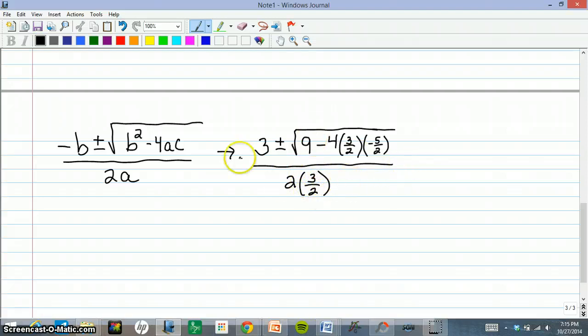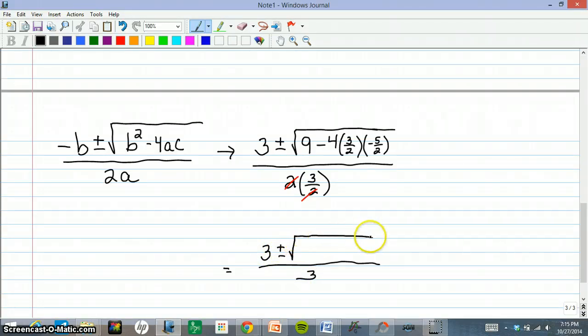Alright, so where to begin? Well, I'm going to begin right here because this is just screaming at me. 2 times 3 halves. Well, those 2's undo each other, and our denominator is strictly 3. That's wonderful. And we have 3 plus or minus, now we need to do a little work in here. Alright, 9 minus 4 times 3 halves.